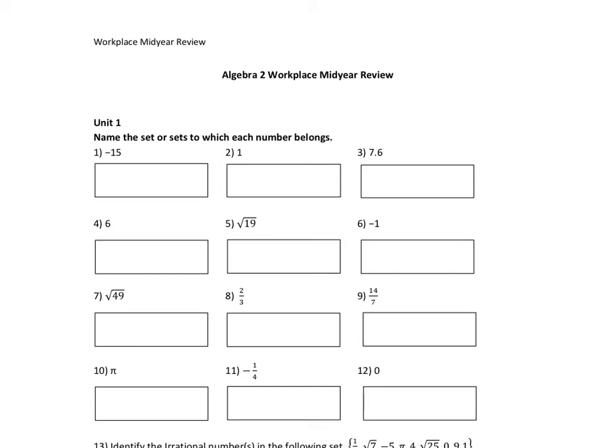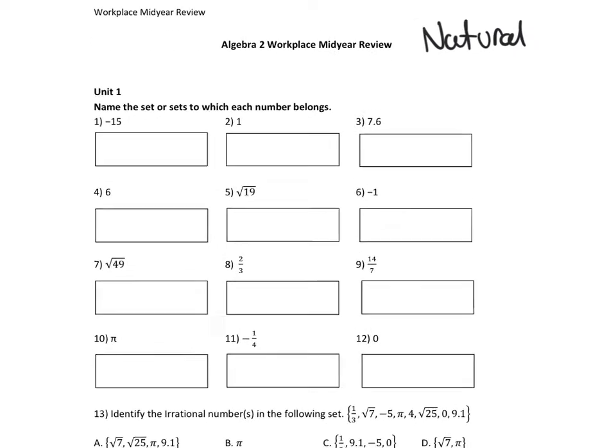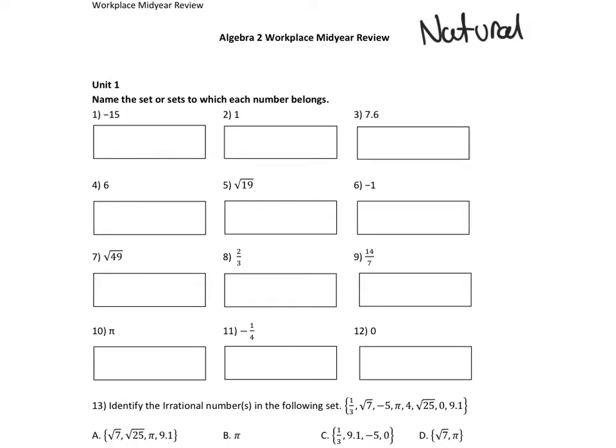Okay, so Unit 1, we have to remember the sets of real numbers. So we have the natural numbers, which are the most exclusive group. Those are the counting numbers, so 1, 2, 3, 4. So I'm going to go through these first 12 problems here and just label all the natural numbers.